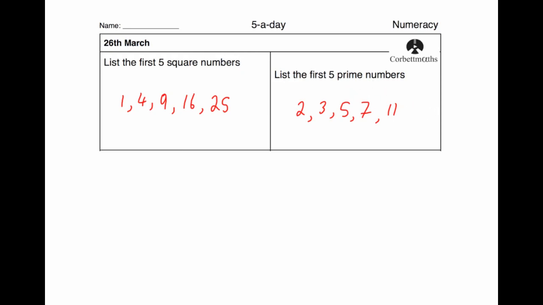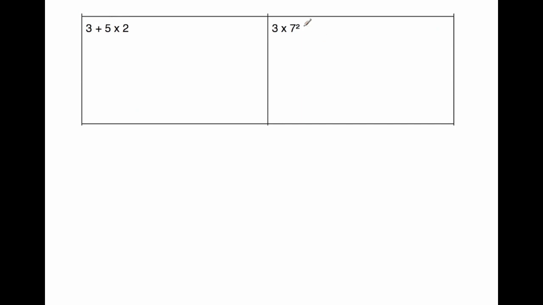Okay, our next question, we've got an order of operations question. Some people call this BODMAS or BIDMAS. I like to call it order of operations just so that people know what I'm talking about. The order of operations are brackets, orders or indices. They are powers like squaring, cubing, even square rooting, and so on. Then you've got your divisions and multiplications, and then additions and subtractions.